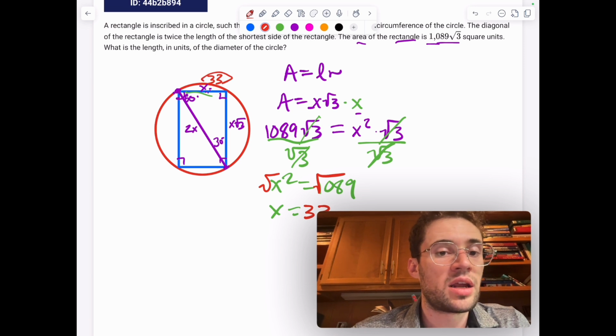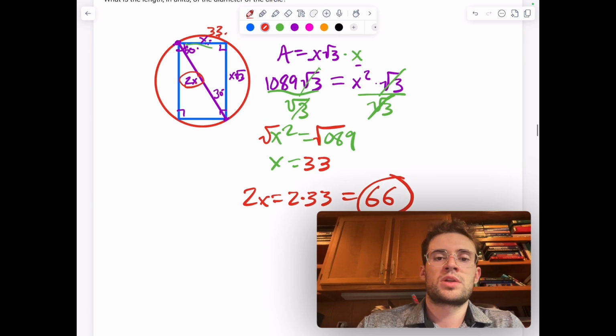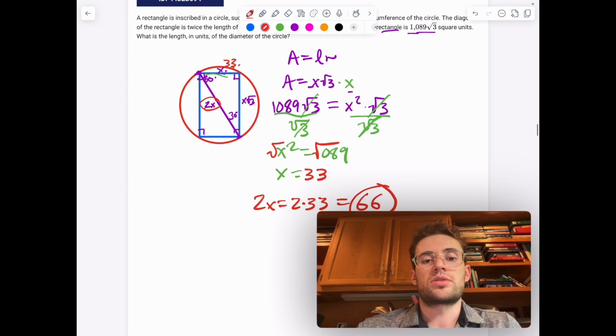And that's not our answer yet. We have to now use this to find the hypotenuse. The hypotenuse is double the shortest side. So 2x is just going to be double 33, which is 66. So it's another one where 30, 60, 90 right triangles will really come in handy.